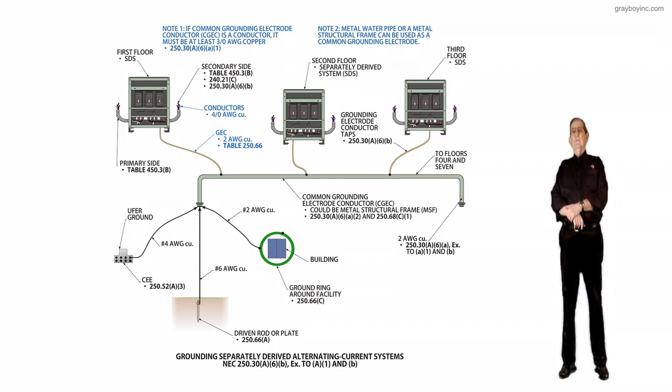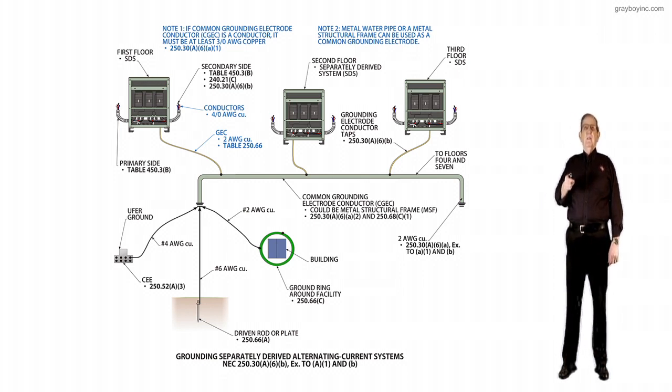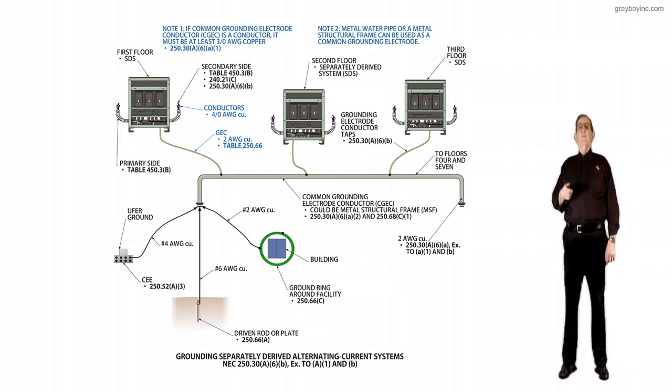But you want to review your notes very carefully here, because they give you the main impact of this new exception. Now notice note 1, if a common grounding electrode conductor is a conductor, it must be at least a 3/0 conductor if you do it by 250.30(A)(6)(a)(1). Note 2, metal water piping or metal structure frame can be used as a common grounding electrode conductor.